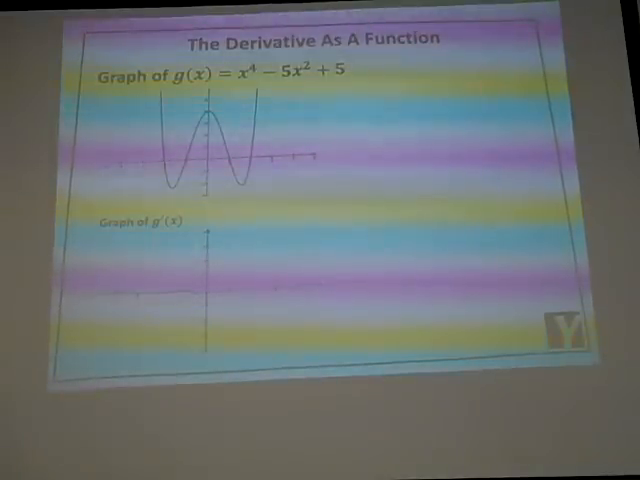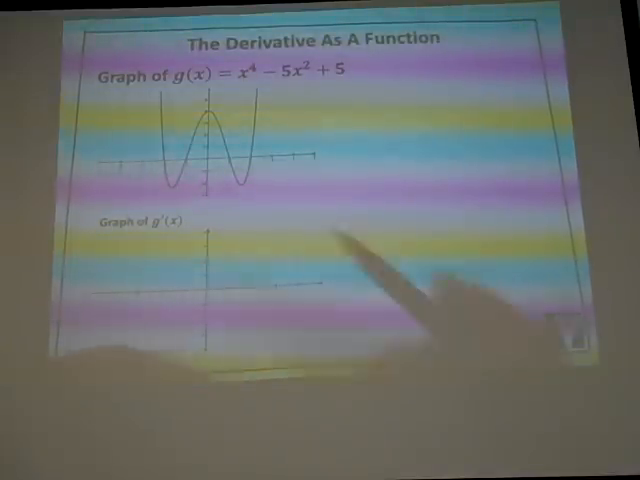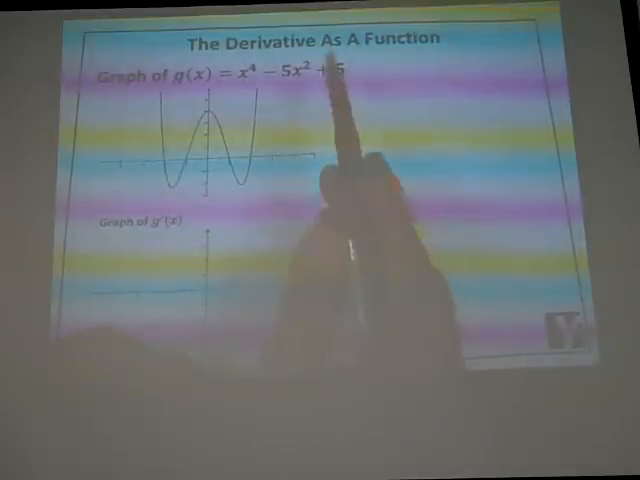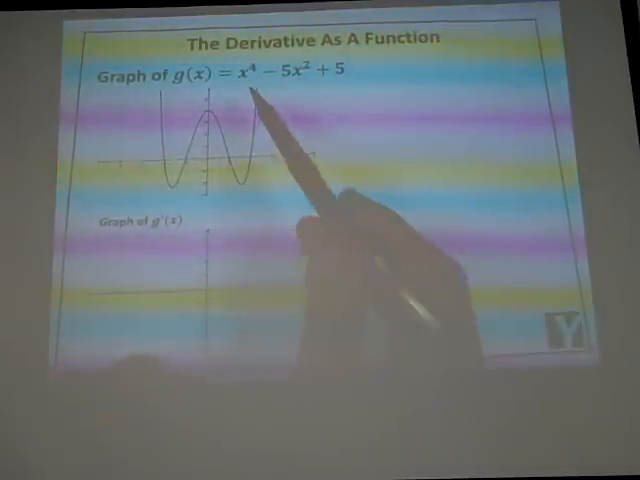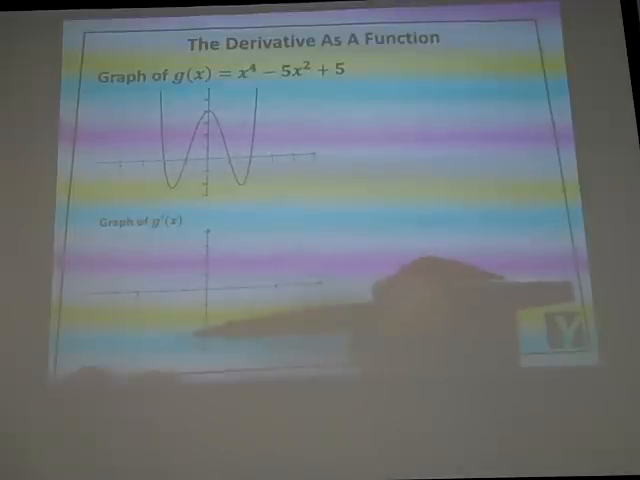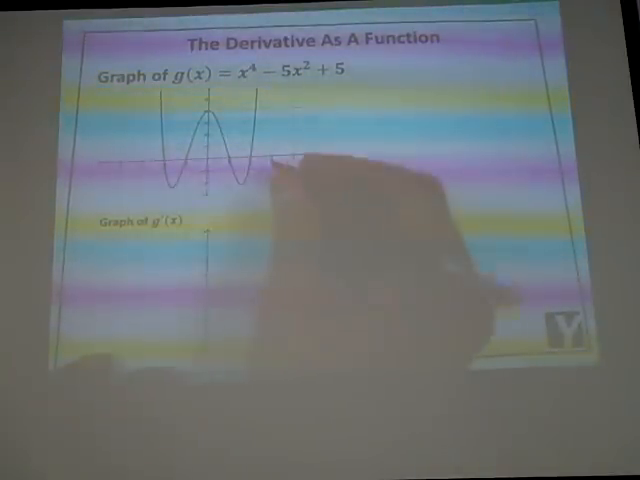So, the same introductory problem as before. I have a function, g, which is a degree 4 polynomial. That's not so important right now. But what we're going to do is generate the graph of g prime. And what I mean by that is we're going to look at the derivative at different places.